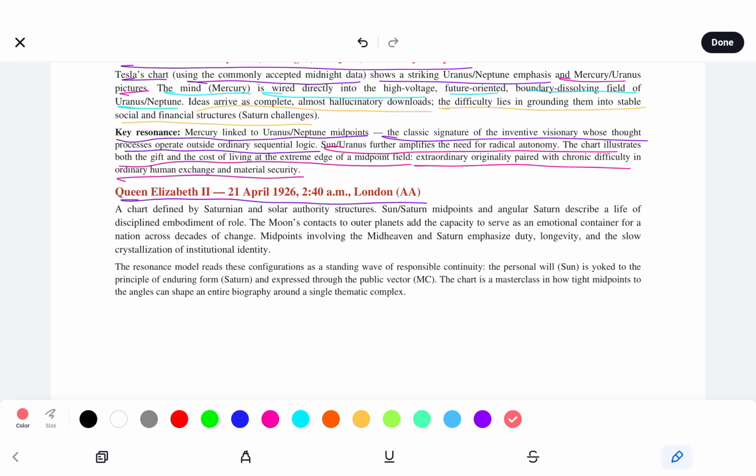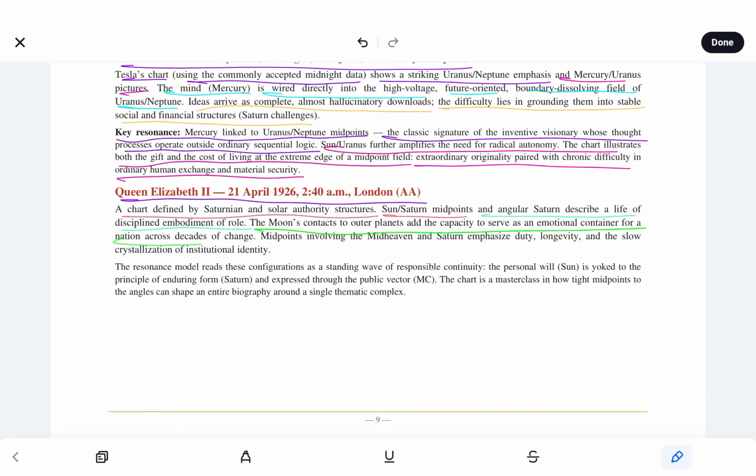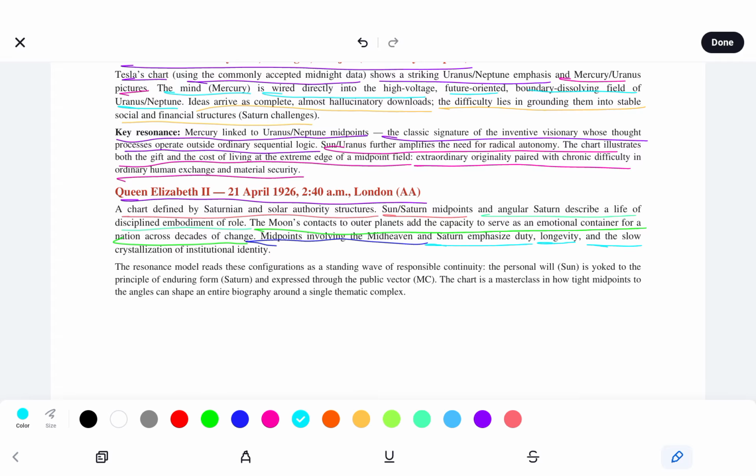Queen Elizabeth II: chart defined by Saturnian and solar authority structures, Sun-Saturn midpoints, and angular Saturn describe a life of discipline and embodiment of role. The Moon's contacts to outer planets have the capacity to serve as an emotional container for a nation across decades of change. Midpoints involving the Midheaven and Saturn emphasize duty, longevity, and the slow crystallization of institutional identity.